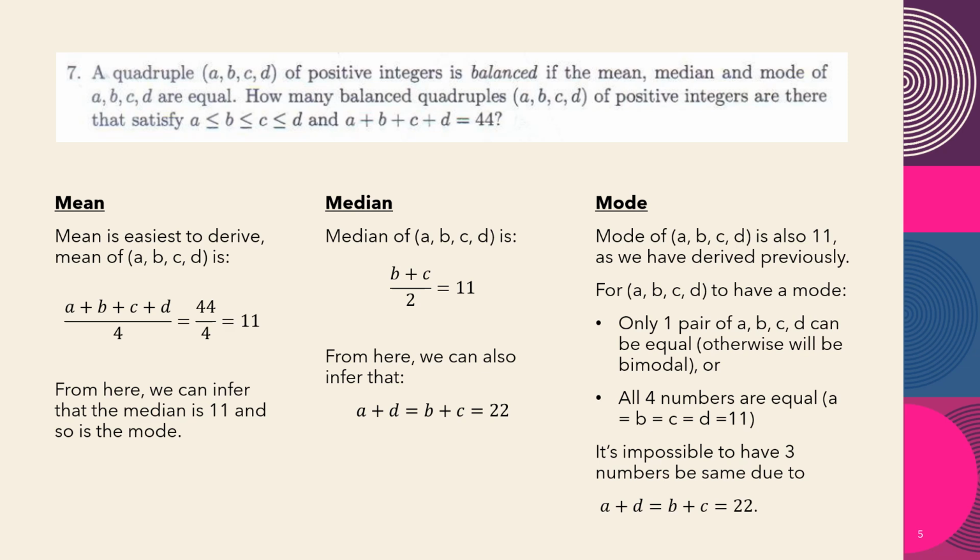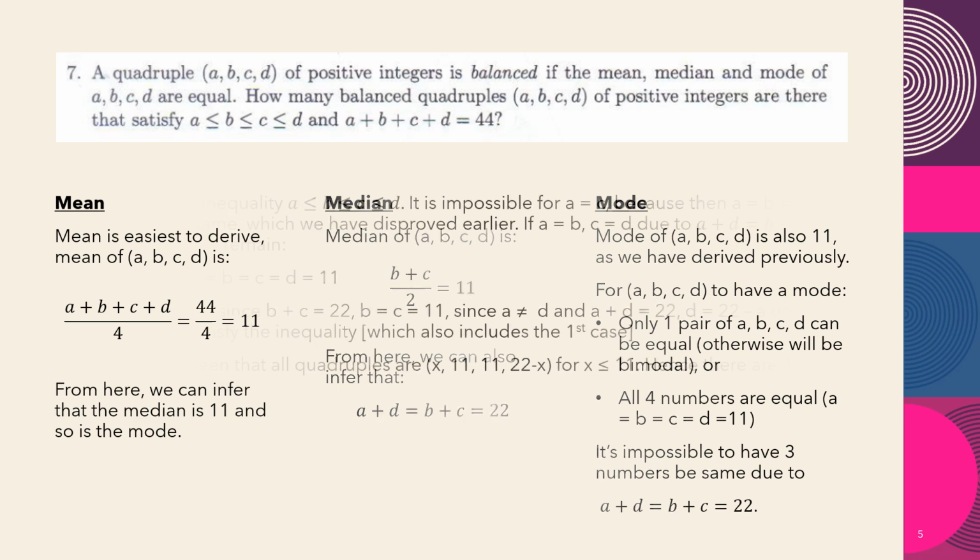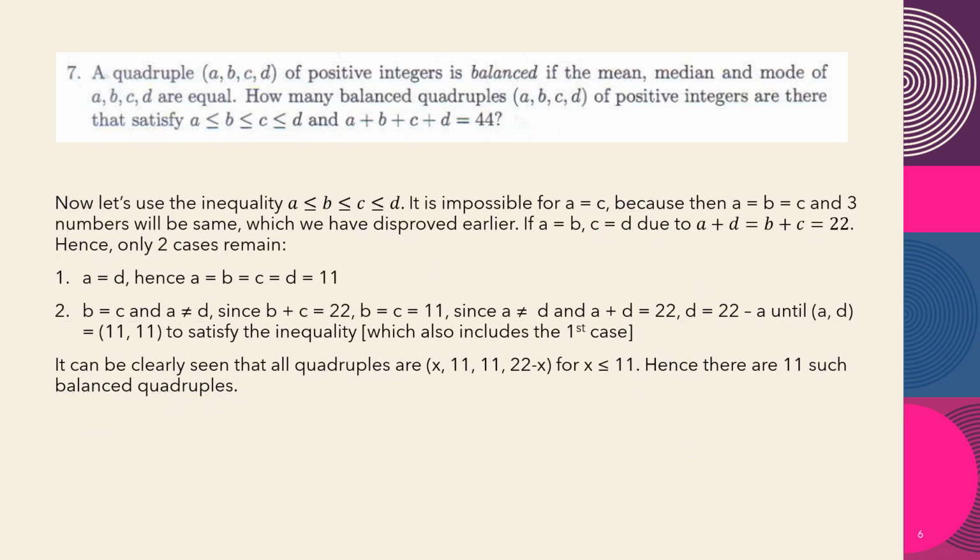So these are the only two scenarios stated above. Only one pair of ABCD can be equal, or all four numbers are equal. Now we can use the inequality A less than or equal to B less than or equal to C less than or equal to D. This might be a lot to take in, but don't worry. We can go through this slowly.